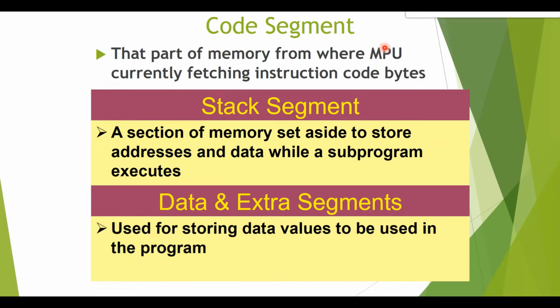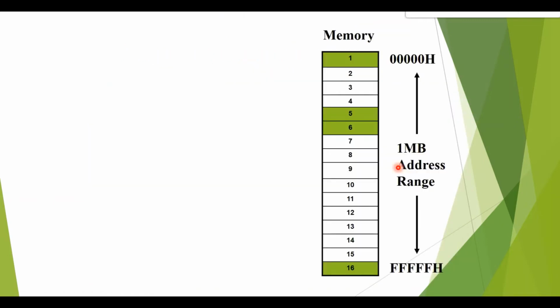So we have the four code segments, we have the four stack segments, we have the four data segments, we have the four extra segments. Out of these four code segments, one code segment will be active. Out of these four stack segments, one stack segment will be active. Out of these four data segments, one data segment will be active. Out of these four extra segments, one extra segment will be active.